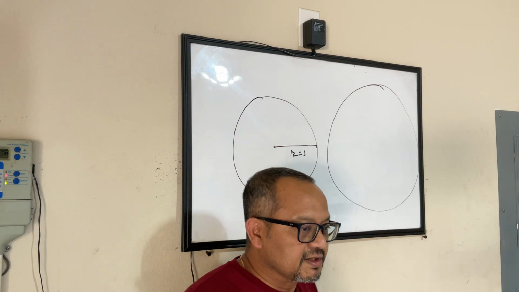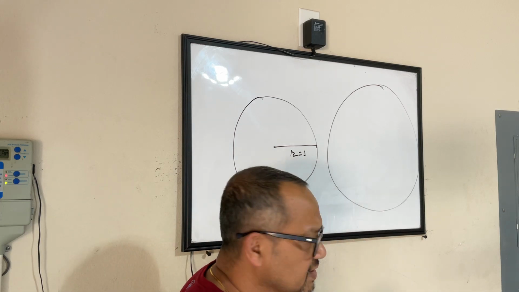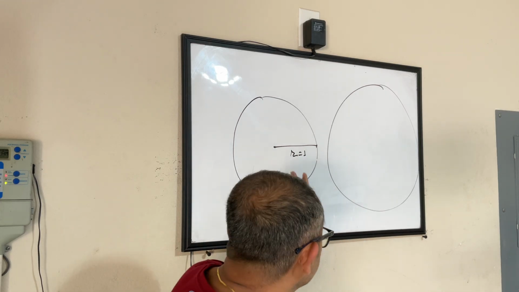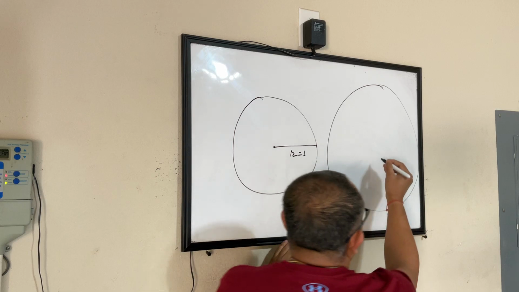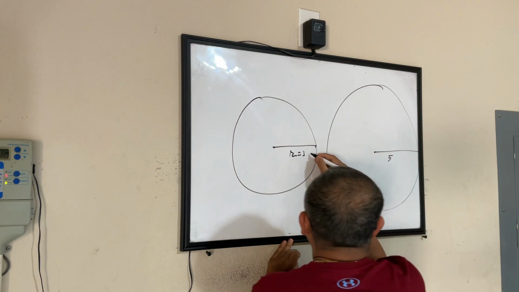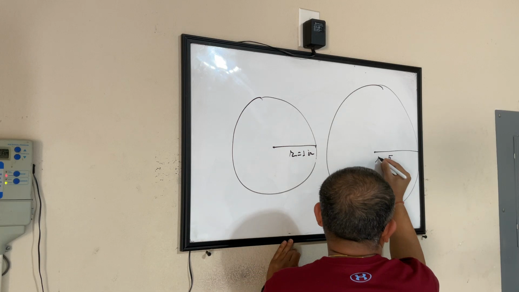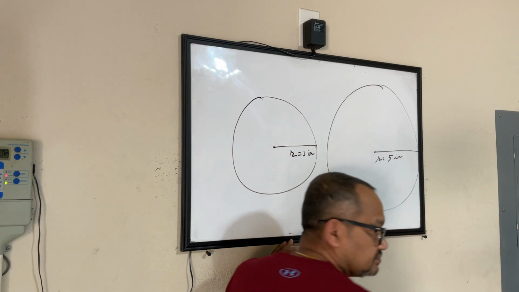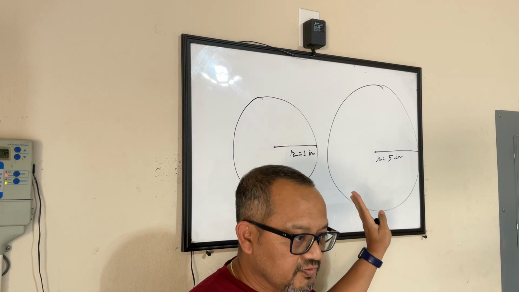For the sake of simplicity, not to complicate it, let's say this one is 1 inch, and this one is, let's say, 5 inches. This radius is 1 inch, this radius is 5 inches. No worries so far, right?